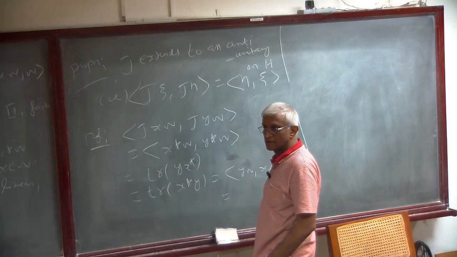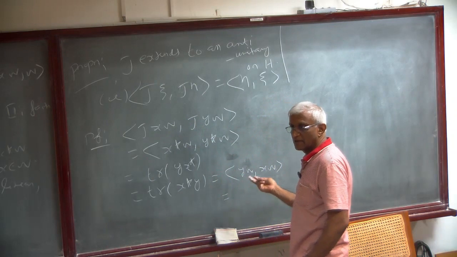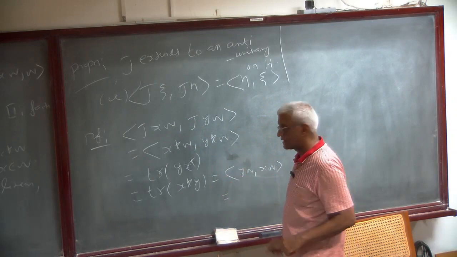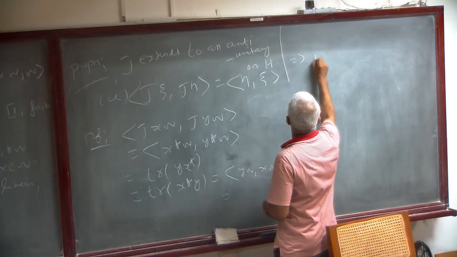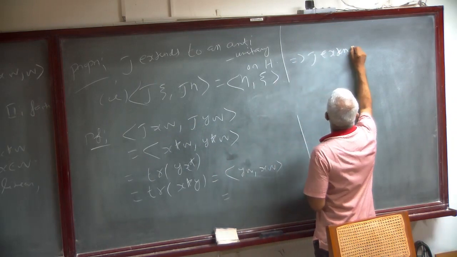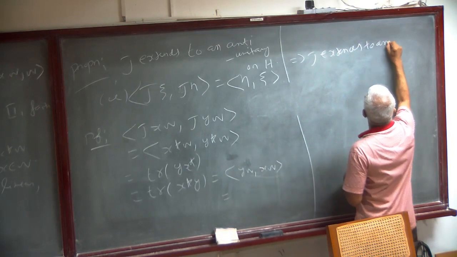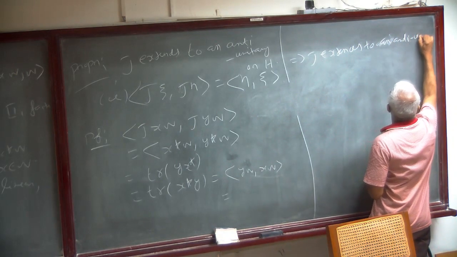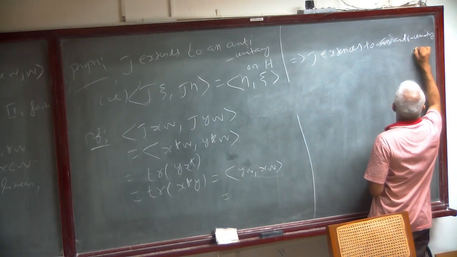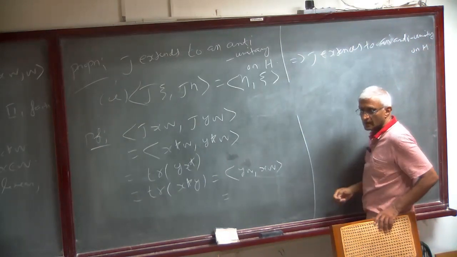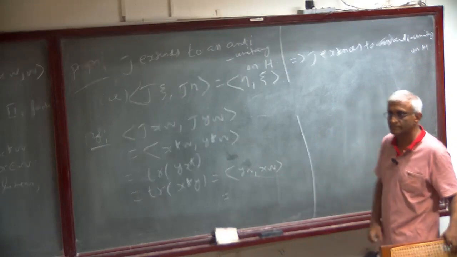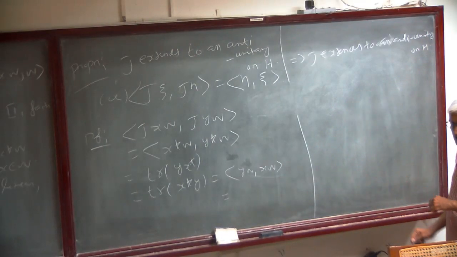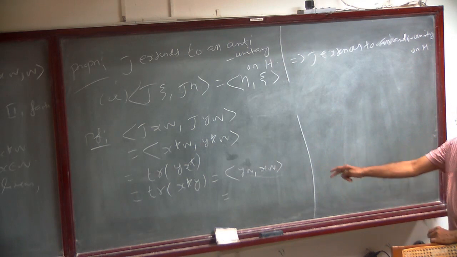So it doesn't preserve the inner product, it flips the inner product. So this implies J extends to an anti-unitary. In particular, it is bounded. This is because of the tracial property, otherwise this will not happen. With the tracial property, you can flip it.